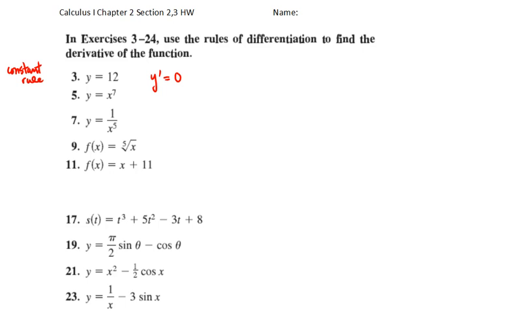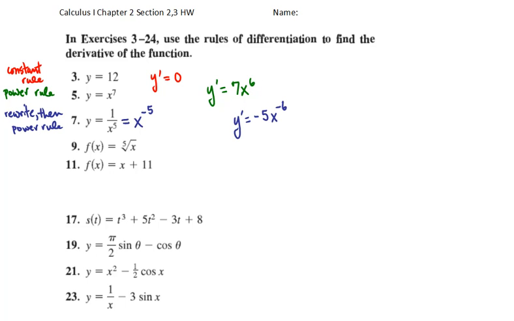Number 5 is an example of the power rule. And here we're going to bring down the 7, multiply by x, reduce the exponent from 7 to 6. With problem number 7, we also have a power rule, but we're going to rewrite this first. And we're going to write it as x to the negative fifth. Then we apply the power rule by bringing down the negative 5, multiplying by x, reducing the exponent from negative 5 to negative 6, which can also be written as negative 5 over x to the sixth.